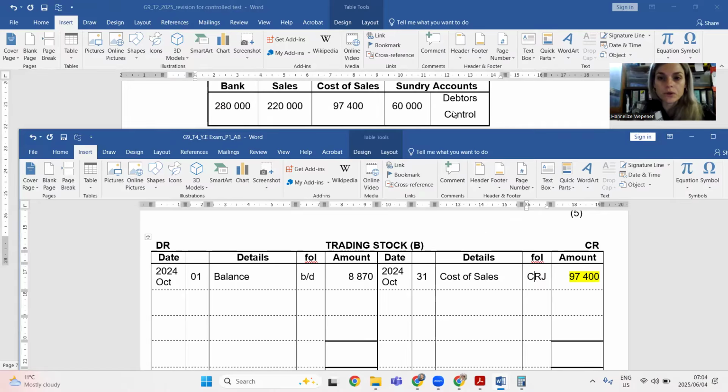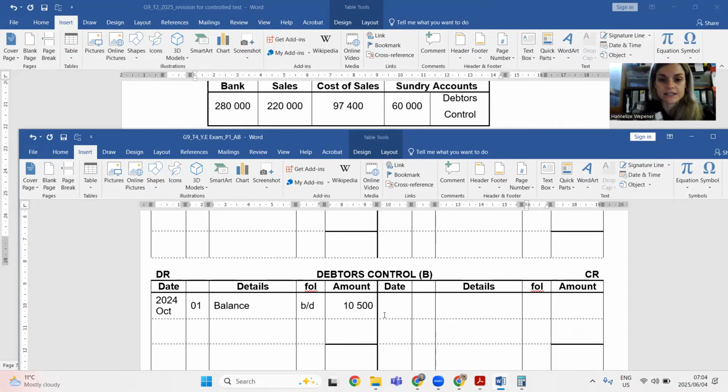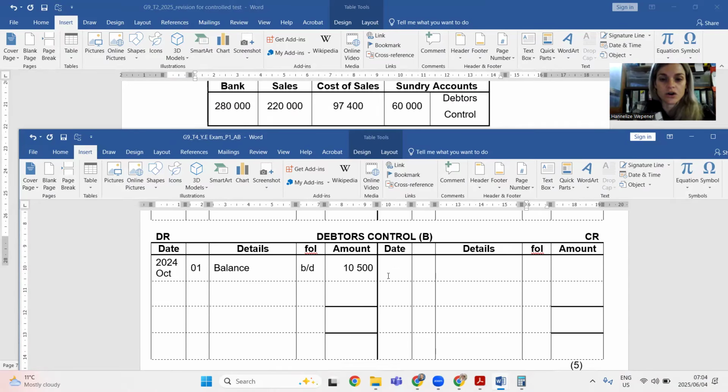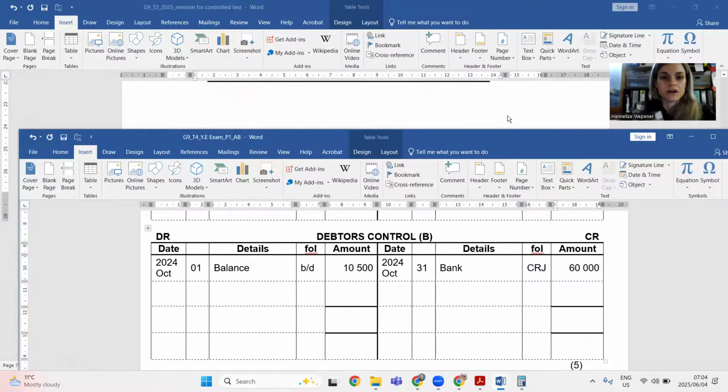Then we also received money from our debtors. So the debtors no longer owe us that amount. They are now decreasing because we received, therefore bank, as recorded in the CRJ, 60,000 Rand. Moving on to the next journal.